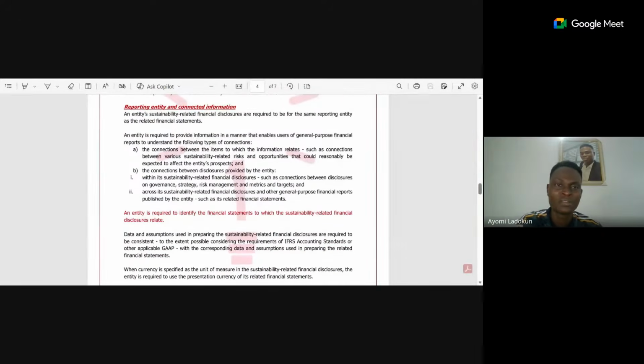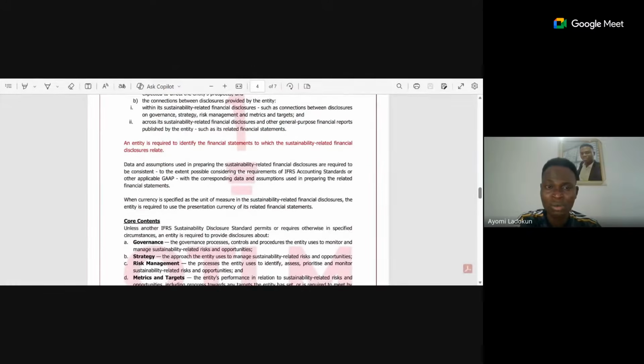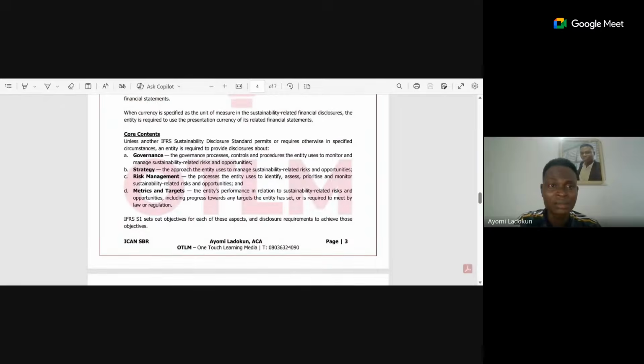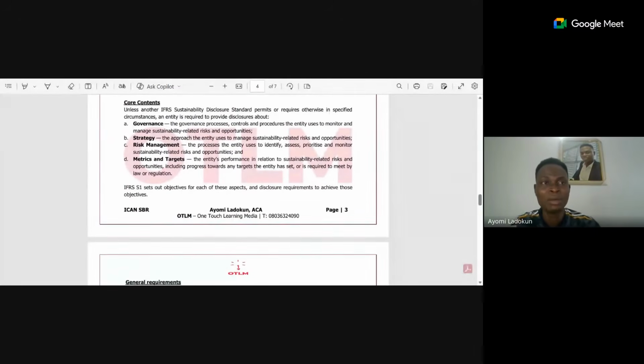So all of this other information is now talking about reporting entity, connected information. I'm not sure it can bother you on that, but I think it may bother you on core content. So there are 4 core content, all right? The first is governance. So learn it now.